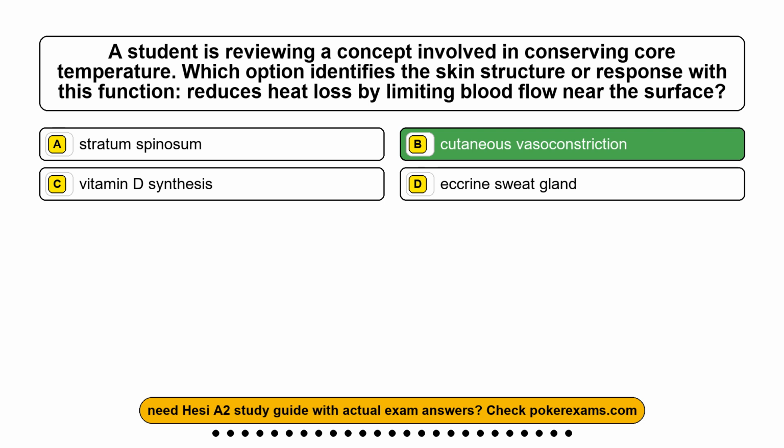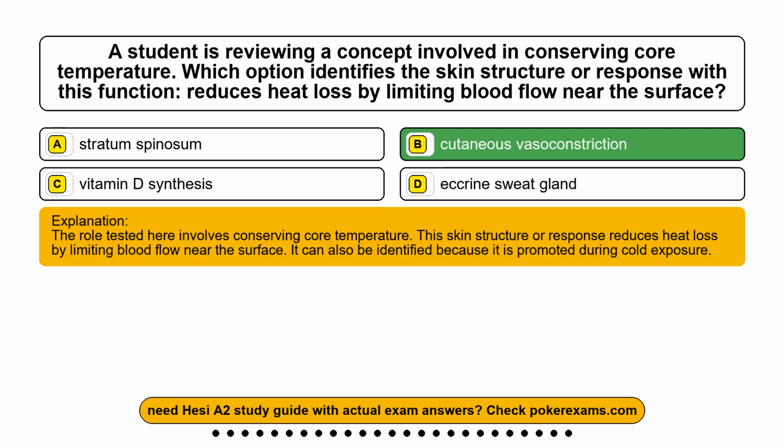Cutaneous vasoconstriction. The role tested here involves conserving core temperature. This skin structure or response reduces heat loss by limiting blood flow near the surface. It can also be identified because it is promoted during cold exposure.